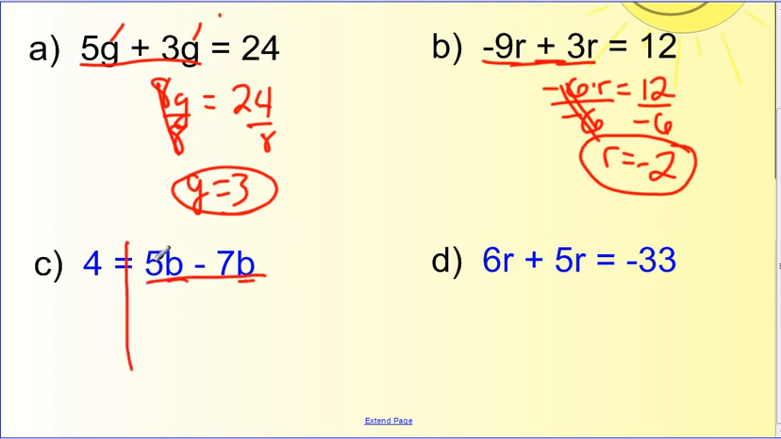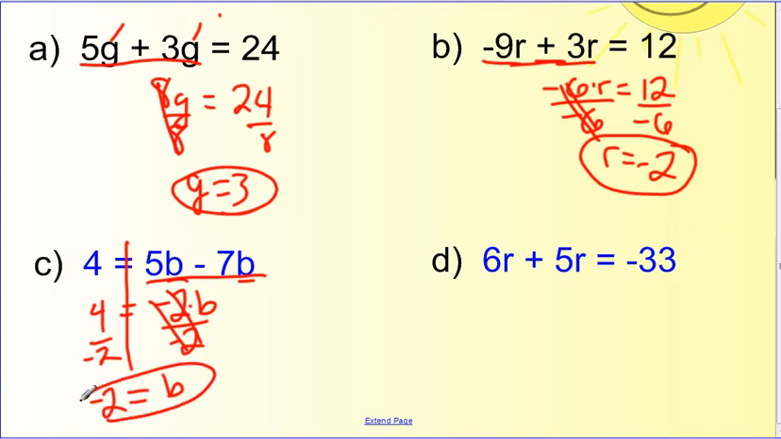So let's see. 5 minus 7 gives me negative 2 of them, negative 2b's. And now we have negative 2 times b equals 4. So the way I get rid of a times by negative 2 is I divide by negative 2. These cancel. B equals 4 divided by negative 2, which is negative 2.